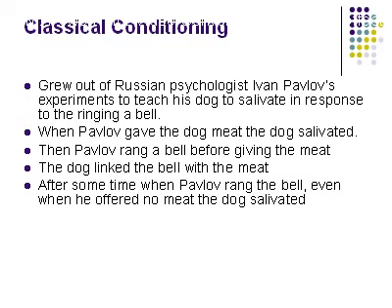Classical conditioning grew out of Russian psychologist Ivan Pavlov's experiments to teach his dog to salivate in response to the ringing of a bell. When Pavlov gave the dog meat, the dog salivated. When Pavlov rang a bell before giving the meat, the dog linked the bell with the meat. After some time, when Pavlov rang the bell, even when he offered no meat, the dog salivated.